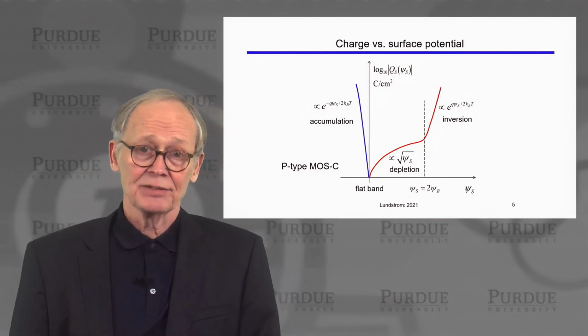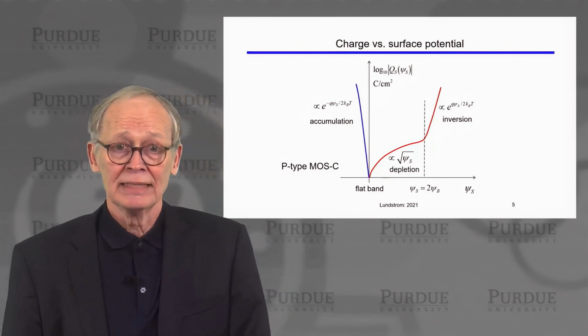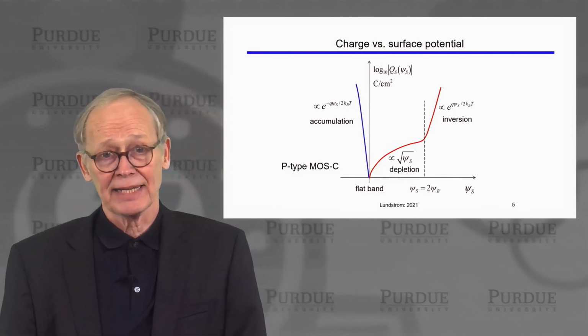The flat band condition is when the bands are flat and there's no charge in the semiconductor, so that occurs between accumulation and depletion.